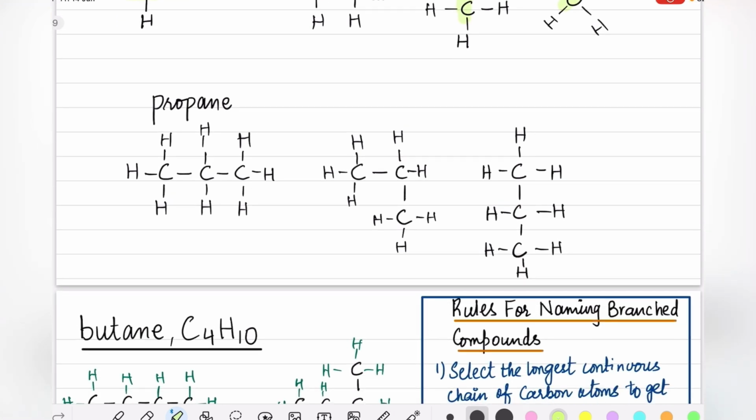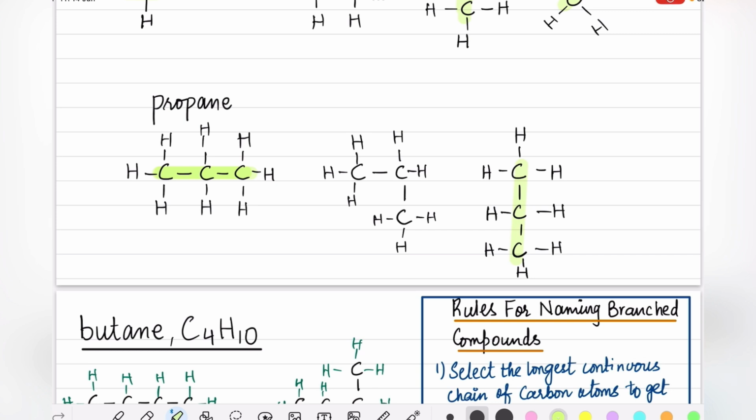Now look at the propane. Propane has three carbon atoms. In the first structure, three carbon atoms are arranged horizontally. In the third structure, they are arranged vertically. The arrangement is not disturbed. All the three carbon atoms are arranged in a same manner. They are arranged in a continuous manner.